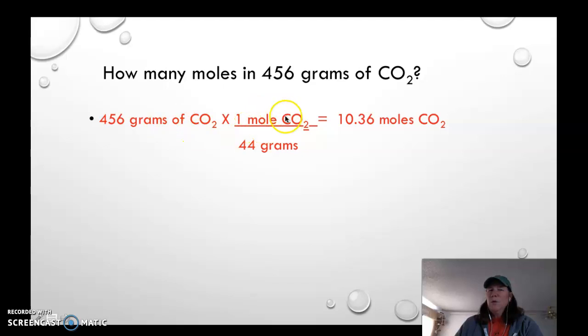So I'm going to put 1 mole here. And if I take the mass of 1 carbon and 2 oxygen added together, I get 44. So this is a conversion factor. It's just like multiplying by 1, because 1 mole of carbon dioxide has a mass of 44.